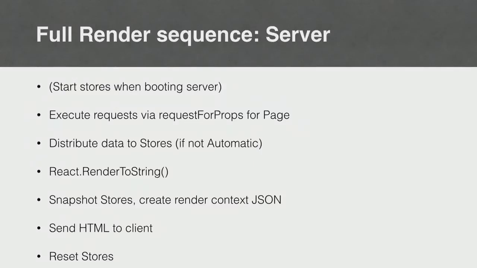And once we've rendered, we snapshot the stores to preserve their state, and we create this render context JSON that we're going to pass along to the client. We send the HTML to the client, and then, don't forget, we need to reset the stores. And if you're using something like Node, the last five steps need to happen synchronously, so you don't mess up the next request while dealing with the current. But that's a side note.